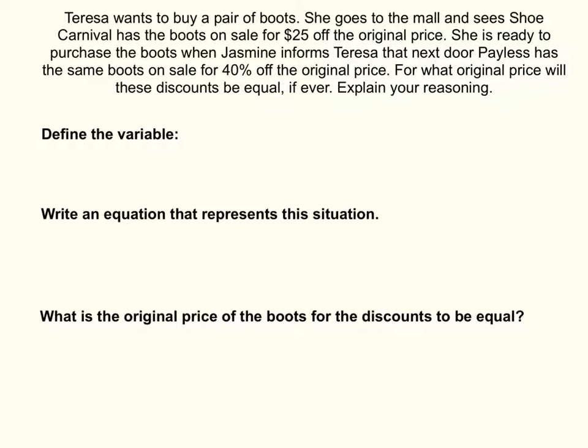All right, so I'm going to start reading again. Teresa wants to buy a pair of boots. She goes to the mall and sees that Shoe Carnival has the boots on sale for $25 off of the original price. So basically what that means is if the shoes are going to cost $100, Teresa only has to buy the shoes for $75, so $25 off of the original price. She's ready to purchase the boots when Jasmine informs Teresa that next door, Payless has the same boots on sale for 40% off the original price. If you want to think in terms of real world, when someone says 40% off the original price, she's essentially paying only 60%. And we'll talk about how to get that answer in just a little bit.